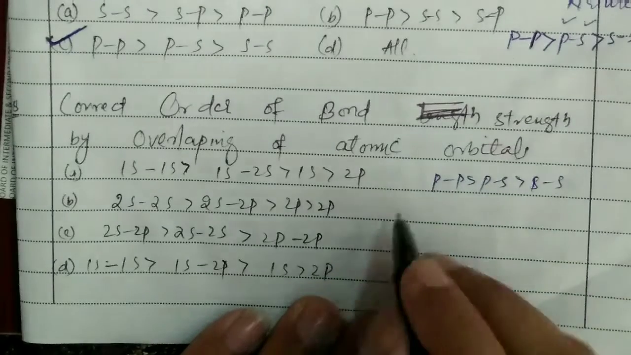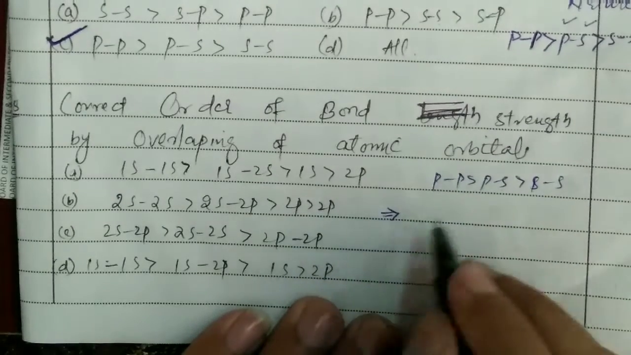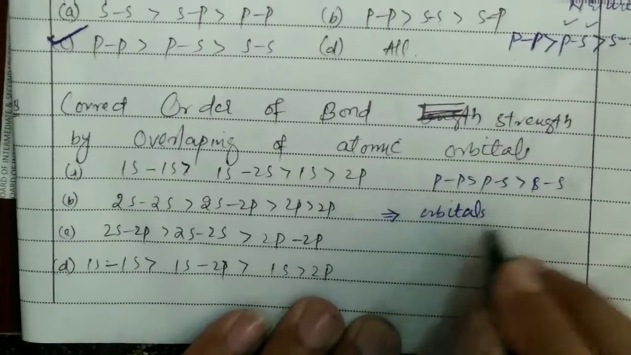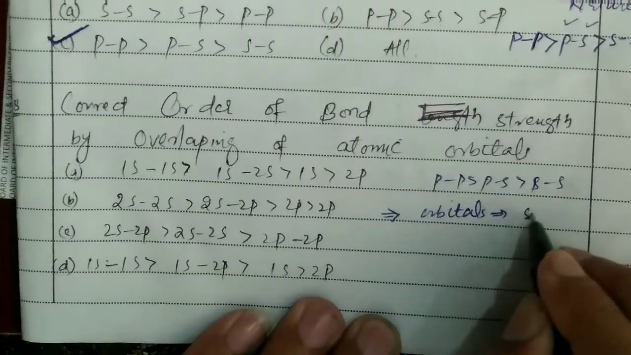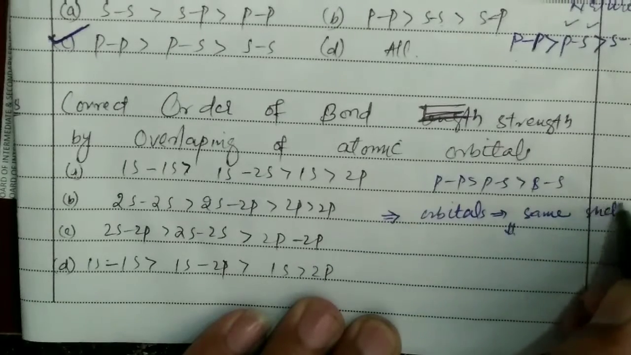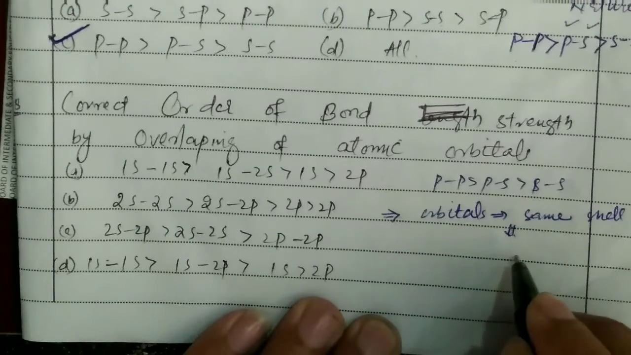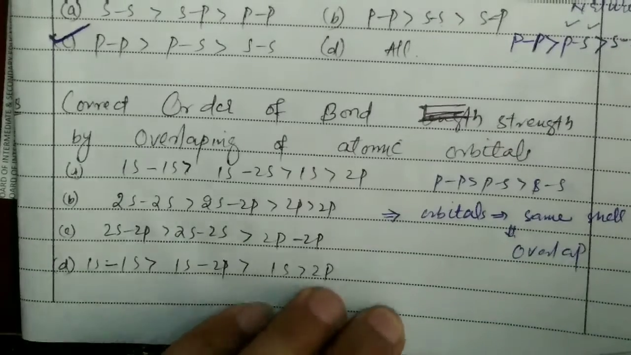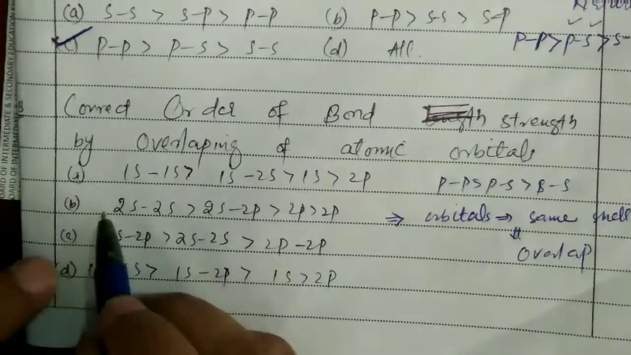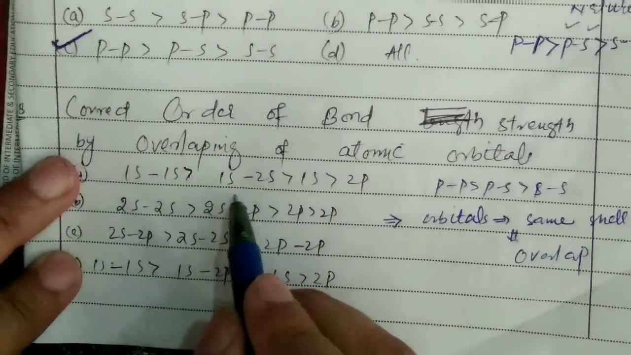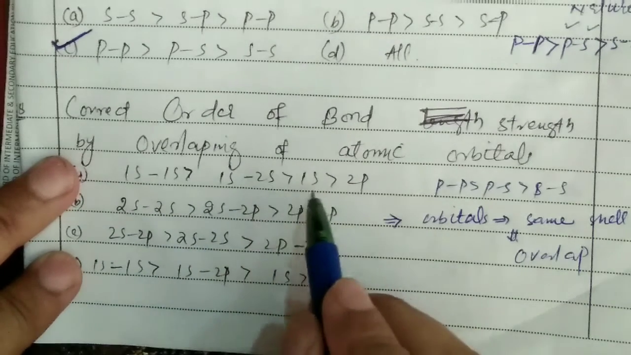And further, orbitals which belong to the same shell have a greater probability or possibility of overlap. So now consider option number first, A: 1s 1s overlap is greater than 1s 2s and 1s 2p.